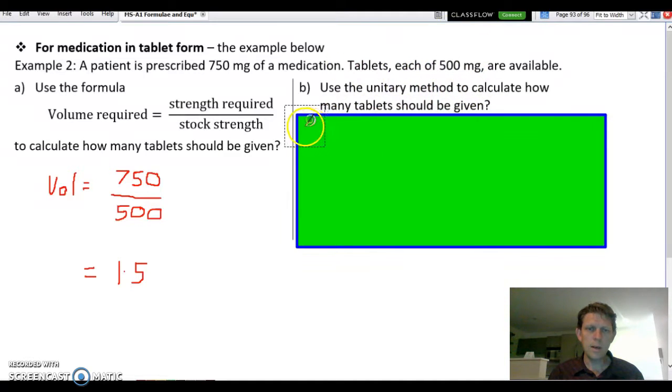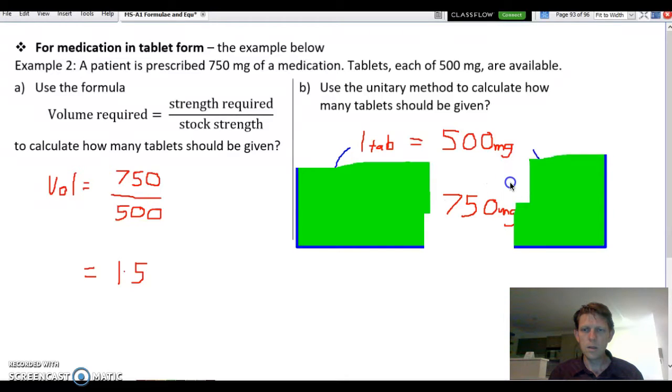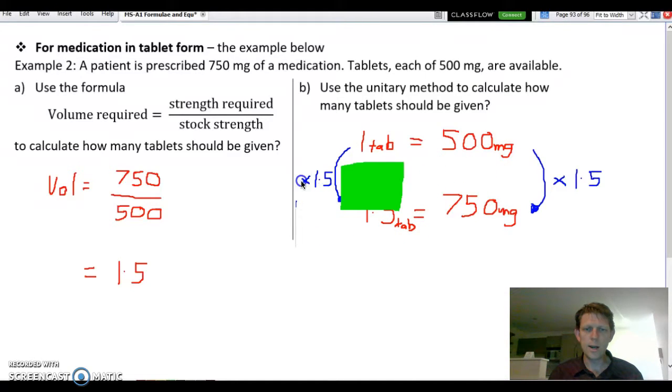Using the unitary method, as before, 1 tablet equals 500 milligrams. Well, we want to know what 750 milligrams is. So if we divide 750 by 500, we're going to say, well, it's 1.5 times bigger. So effectively what we've done here is we've multiplied this by 1.5. So in order to work out how many tablets we need, we just need to multiply this side by 1.5 as well, which gives us that same answer of 1.5 tablets.